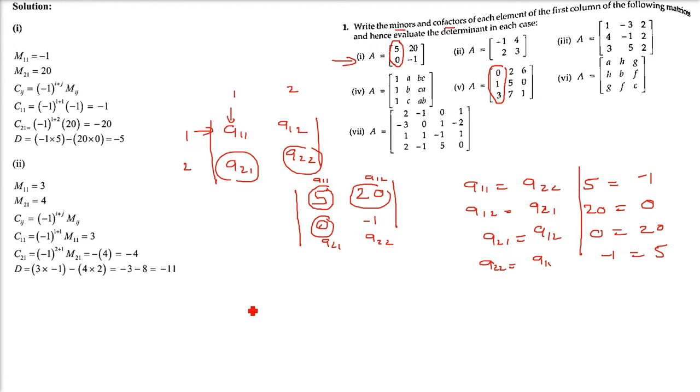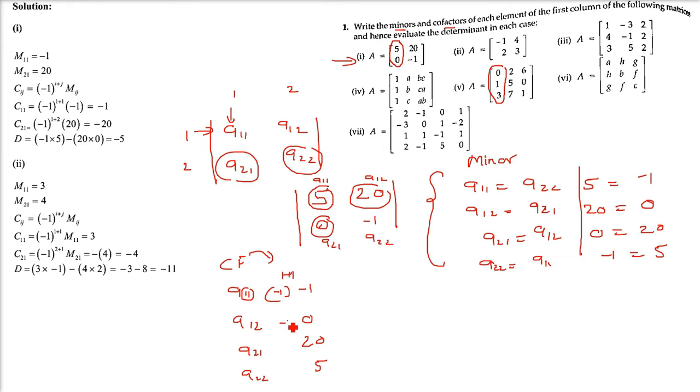Now, in order to find the cofactor, we have to include the sign. The sign with minor is cofactor. So just write the minors like this: -1, 0, 20, 5. And now they have to be multiplied by the sign, which is -1 to the power i plus j, that is -1 to the power row number plus column number. First row, first column: 1 plus 1. First row, second column: 1 plus 2. Second row, first column: 2 plus 1. Second row, second column: 2 plus 2.